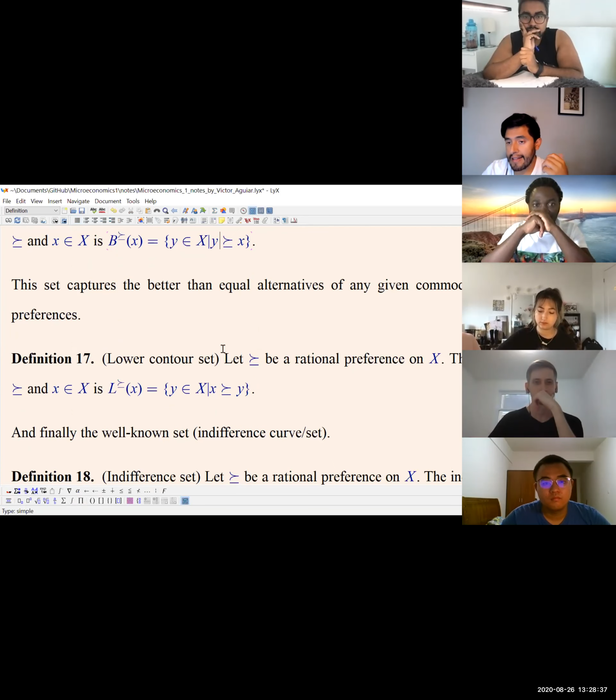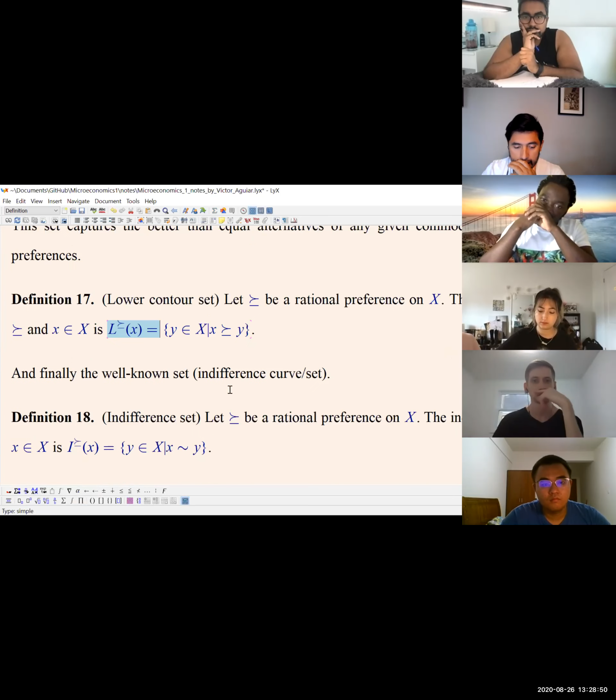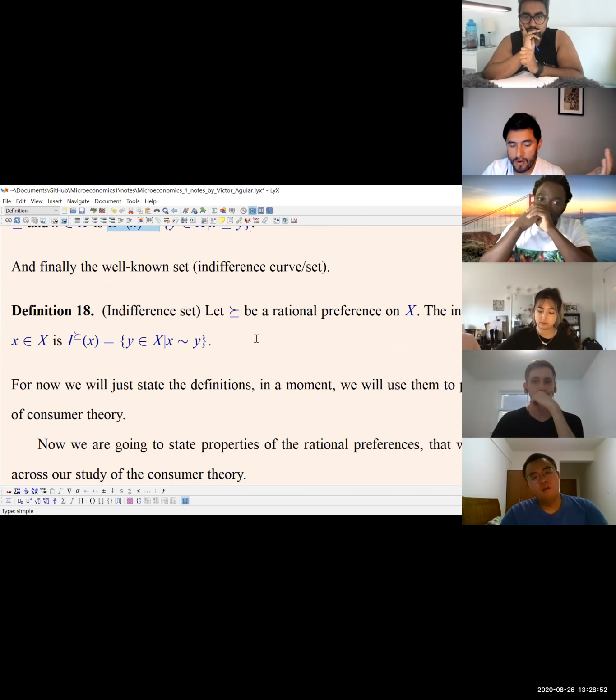Lower contour set, analogously defined, has an L name, okay? And this is all the Y's that are dominated by X. Okay, so X is preferred to it, okay? A collection of them. And then this is a very well-known object, right? This is the object called the indifference set, okay? And this is the set of things that are in the equivalence class.